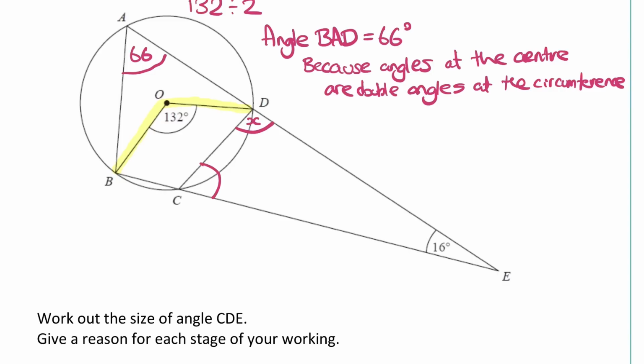Now the next thing that we can see is there is a cyclic quadrilateral within this circle, these 4 points here, joining them all up, and opposite angles within a cyclic quadrilateral add up to 180 degrees. So if we move down to this angle here, this angle along with the 66 have to add up to 180, so 180 take away 66, that leaves us with an angle of 114 degrees. So that's 114.